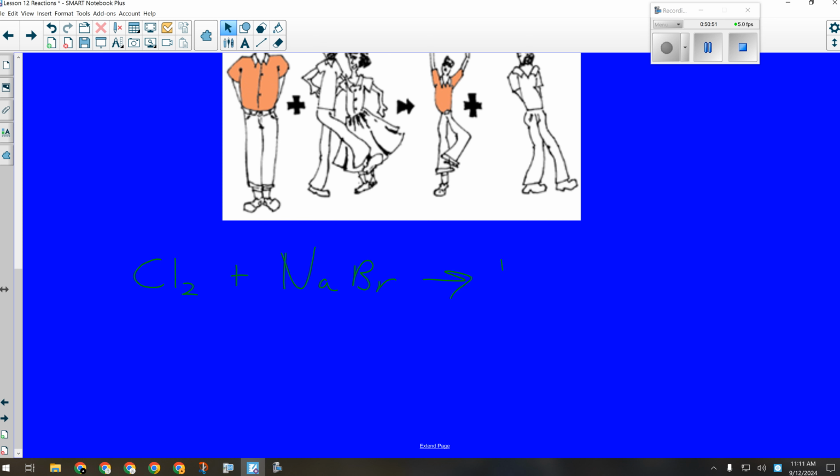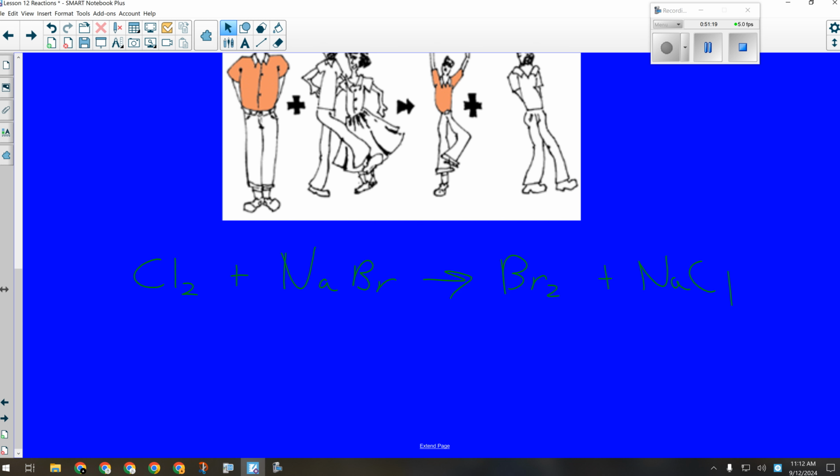So now I'll have bromine by itself, a special element that comes as Br2, and sodium chloride. Whatever that lone element is, it replaces the part of the ionic compound that it is like. If I have a metal reacting with an ionic compound, the metals will switch places. If I have a non-metal reacting with an ionic compound, the non-metals switch places.